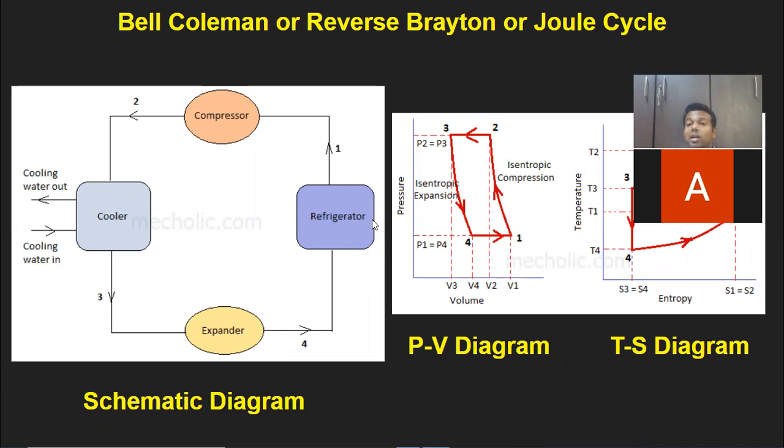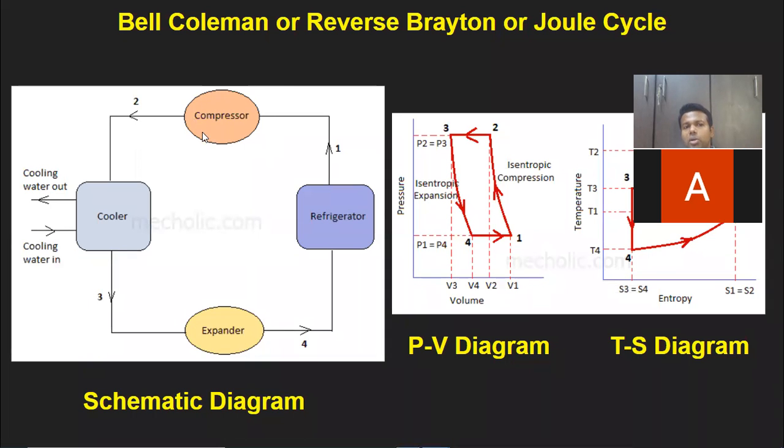See, in a refrigerator you get cooling, but how do you get cooling? When the heat is being abstracted, the air will get heated. Okay, so now let us start with the PV diagram.